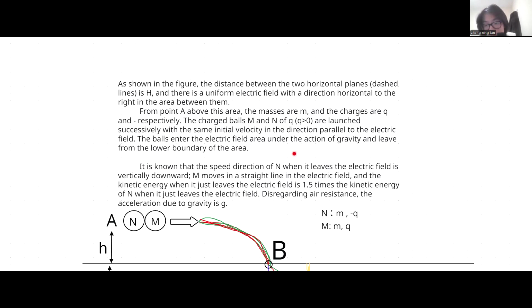Since M and N are projected like this, in the vertical direction the initial velocity for M and N is the same, which is 0. The acceleration is the same, which is g, and even the vertical displacement is the same. So the two motions take the same time, that is, they end at the same time. So we set the same time to t.